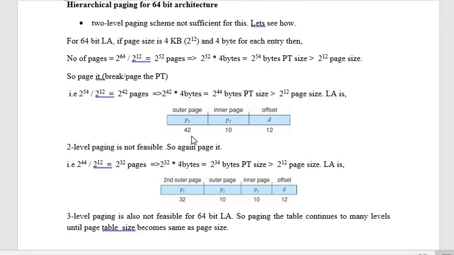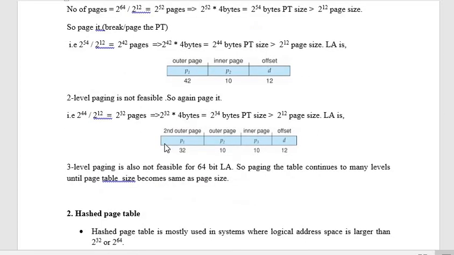Since even this is not feasible, out of 42 we need to split the pages again. That gets divided into 2 to the power of 32 entries. So split this into 32 and make 10 bits for the next level, the second-level inner page table, and so on. This continues. So when we have the 64-bit architecture, even 3-level paging is not feasible. Paging of the page table continues through many levels until the page table size becomes small enough to fit into one frame.